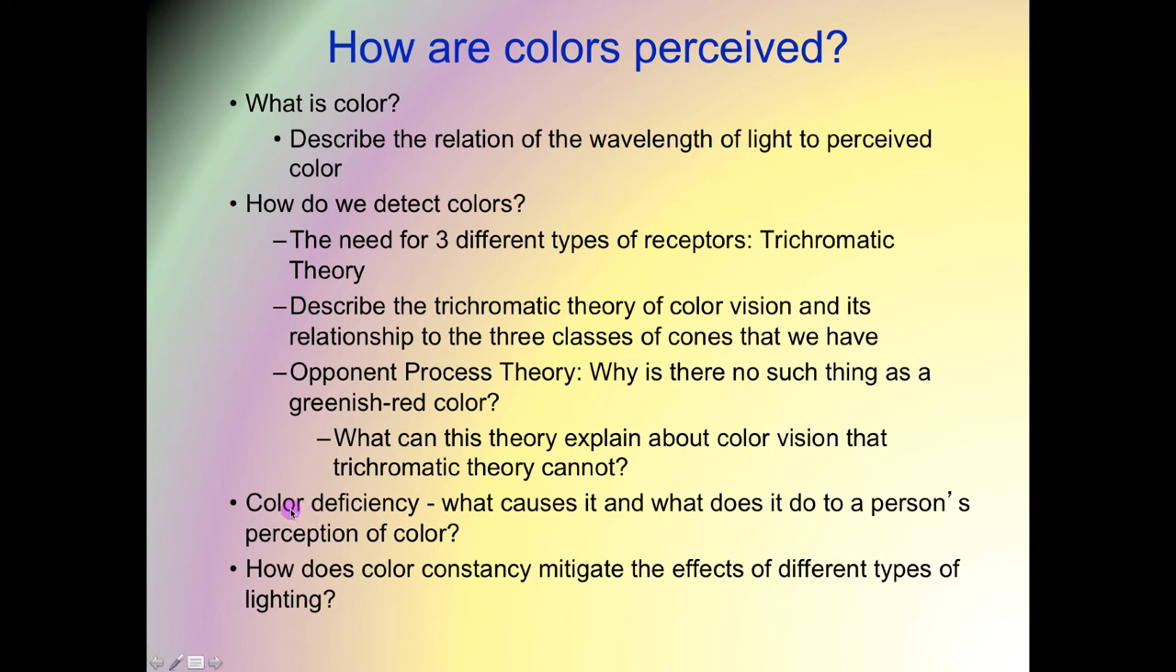We will then take a look at what happens to make some individuals color deficient, what we popularly call colorblind. And then we'll look at how color constancy sort of compensates or helps deal with the effects of different types of lighting and the colors around a particular object also.